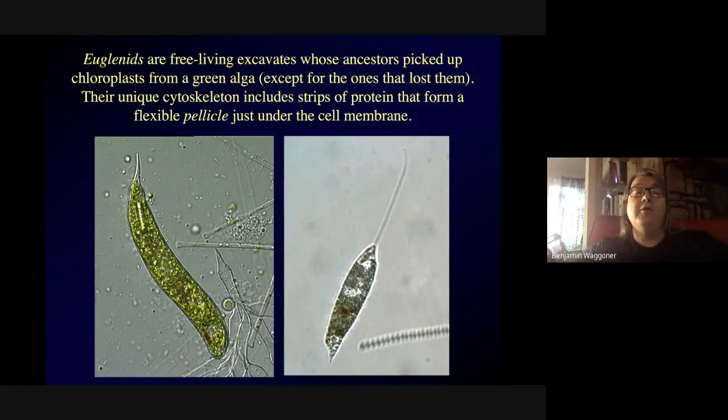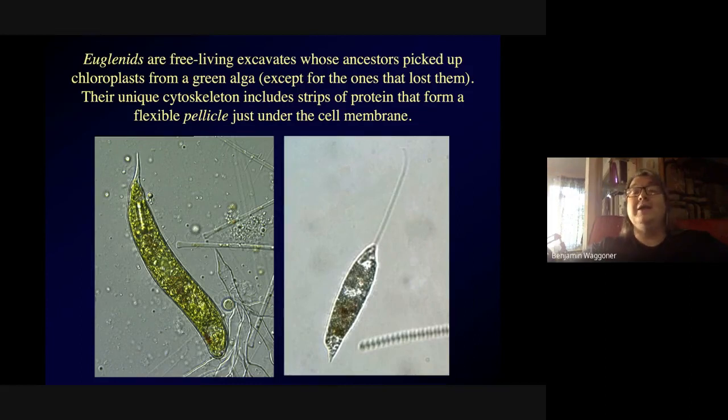It's got one long flagellum and one very short one. And strips of protein form a support just underneath the cell membrane. It's called a pellicle. And it means that euglenas maintain their shape pretty well. They can flex a bit, but they're comparatively rigid because they've got these protein strips.